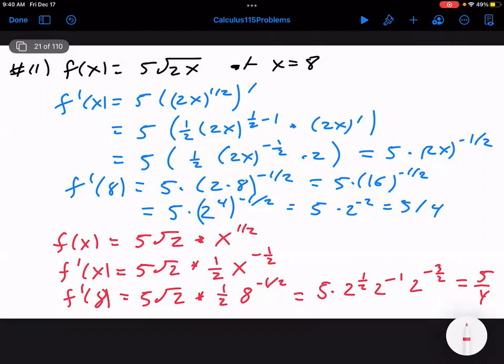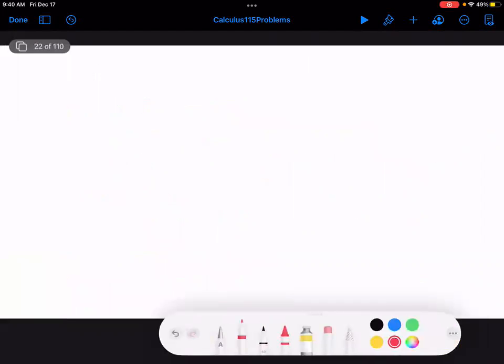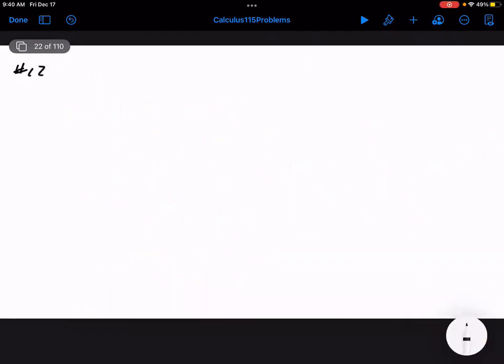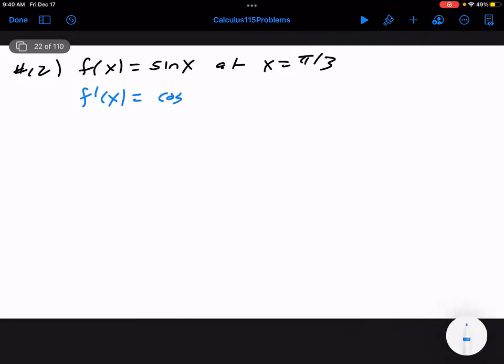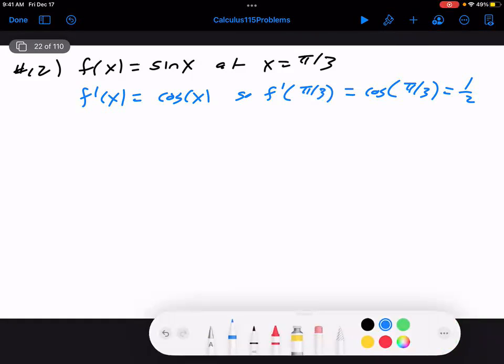Okay, the other two problems from this were number 12 and number 16. So for number 12, we want f of x equals the sine of x at x equals pi thirds. So for this, we very quickly get the derivative of sine is cosine of x. So f prime of pi thirds is cosine of pi thirds, which is 1/2. So we have to remember what is the cosine of pi thirds.